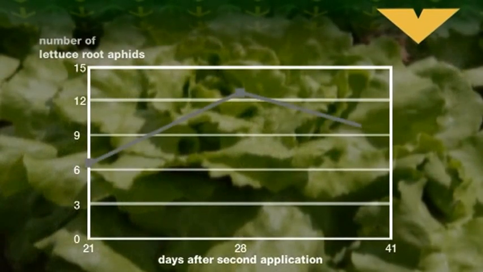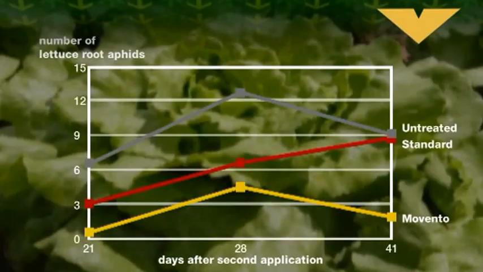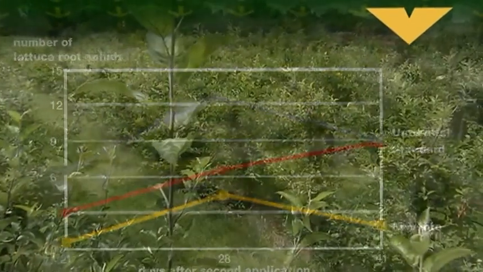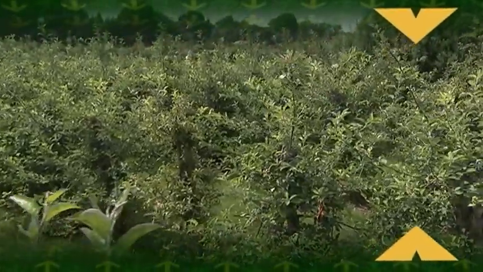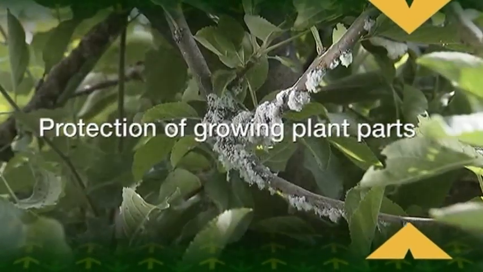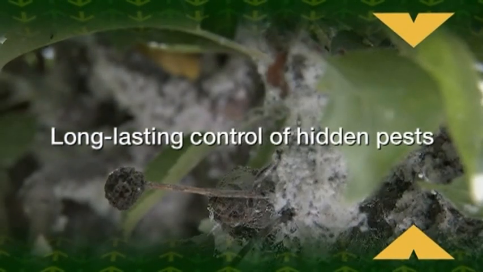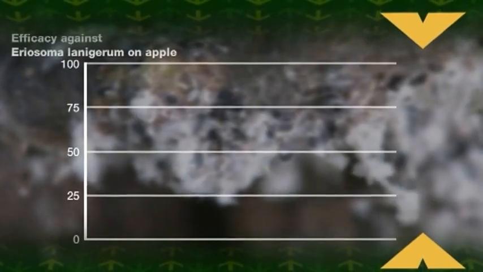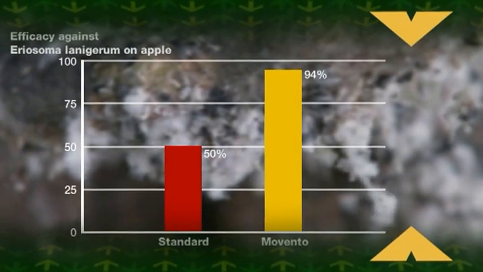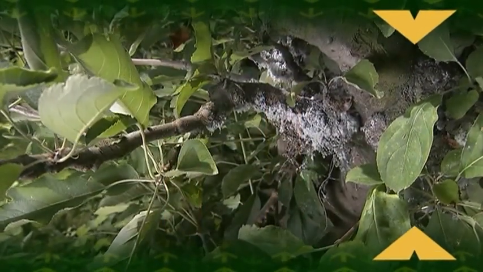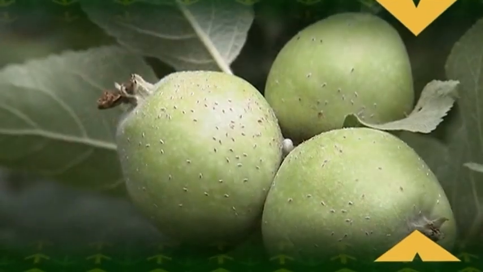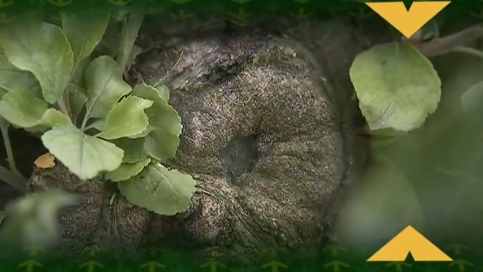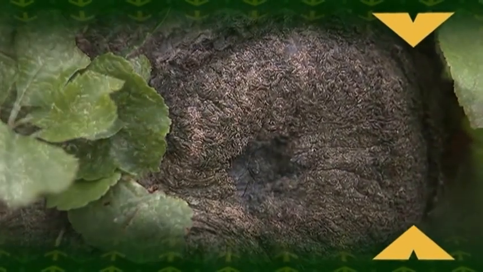In our field trials, you can see these effects. Whether for the protection of sensitive growing leaves or roots, or the control of hidden pests, Movento acts in two ways very effectively. Thanks to its unique phloem mobility and high intrinsic efficacy, Movento performs excellently against difficult-to-control sucking pests, no matter whether woolly apple aphids or scales. Our field trials in apple show the proof.